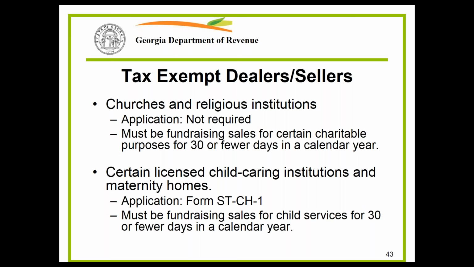So, for example, if a church has a coffee shop that's open every Sunday, that's essentially the same event, and it's taking place more than 30 days in a year. It's carried on a regular basis, so that would just be an example of taxable sales. But if a church decides to hold a book fair to raise money, and the book fair takes place over 7 days, that obviously is under 30 days, and those sales will be exempt. And then certain licensed child caring institutions and maternity homes have a similar 30-day limitation on their exempt fundraising sales.